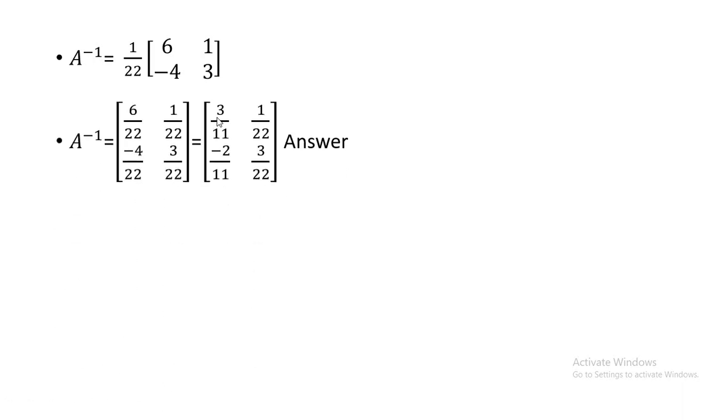Now see, we have learned in operations related to matrices that if any scalar is multiplied with a matrix, that particular scalar is multiplied with every element of the matrix. So this scalar is multiplied by all the elements. Now you divide it by 22 like this, or you just write 1 by 22, both mean the same. So 6 divided by 22, 1 divided by 22, -4 divided by 22, 3 divided by 22.